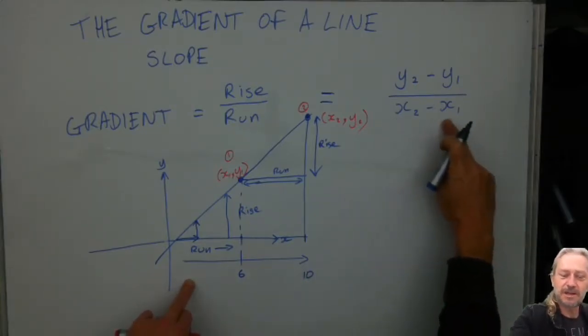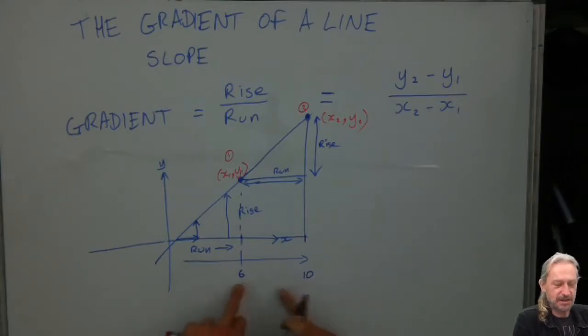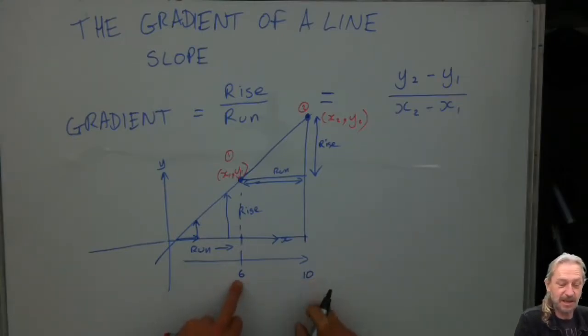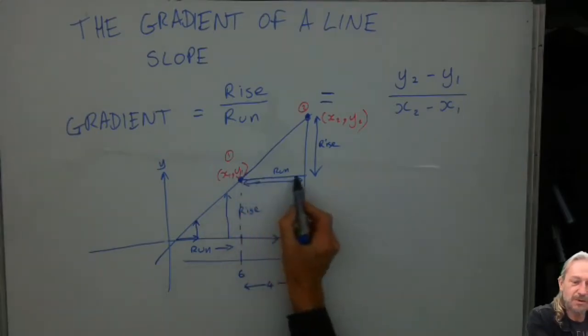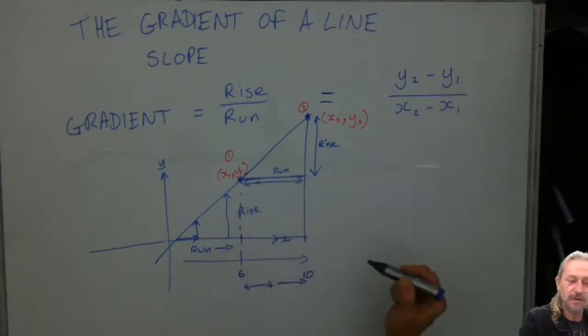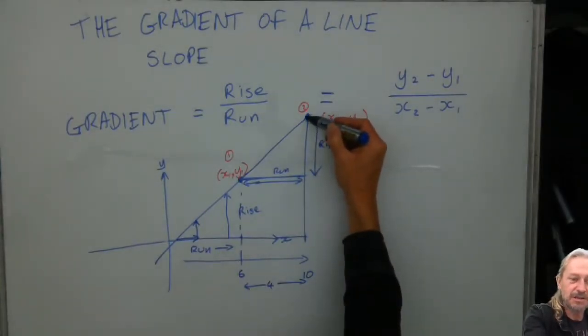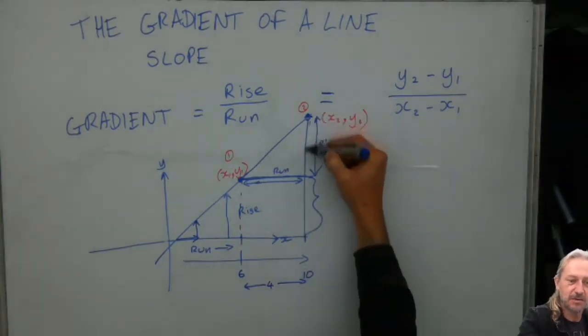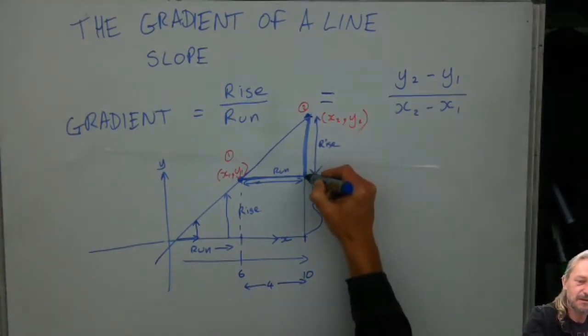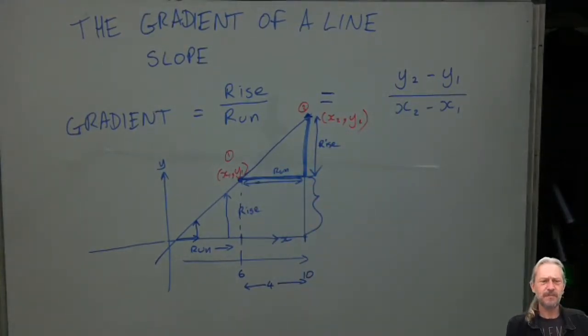Then what this formula does is it subtracts this 6 from the 10, and it lets us know that this space in between, this run, is 4. And the same in the y direction. It's this y value, subtract this bit here, and it tells us the corresponding height of the triangle. Yeah, so I think the best way is to jump in and have a go at some examples.